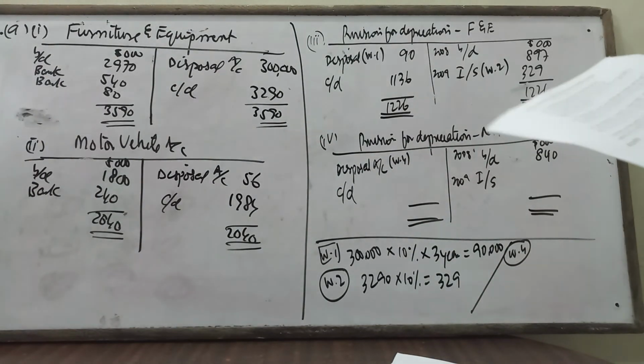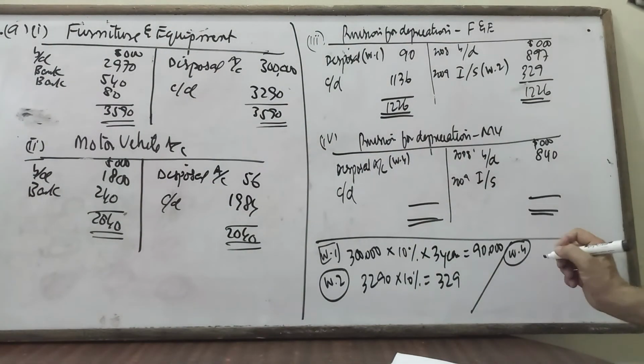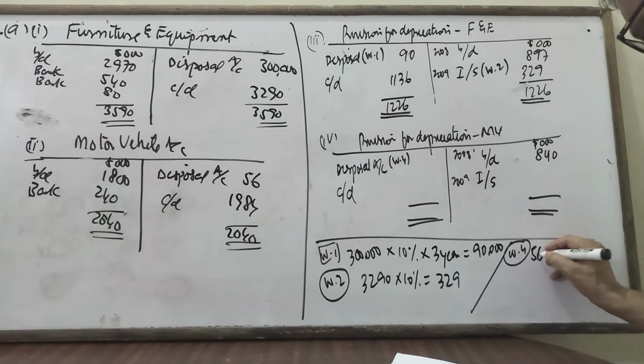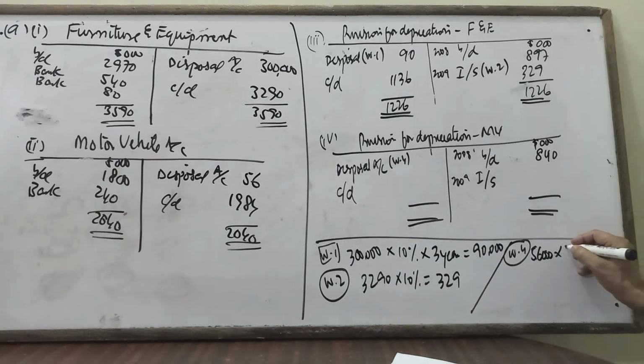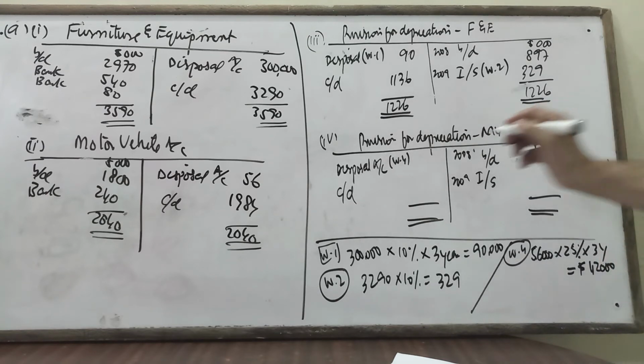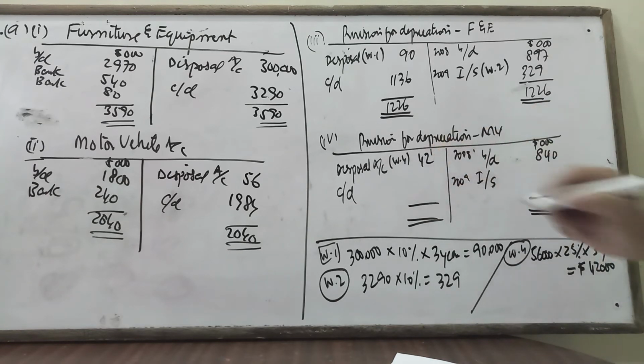So the motor vehicle which was sold, the cost of the motor vehicle was 56,000, and the depreciation policy of the motor vehicle we calculated before, which was 25% on cost, and again 3 years. So depreciation on this motor vehicle to be charged on the disposal account is a total of 42,000, 42,000 for 3 years.